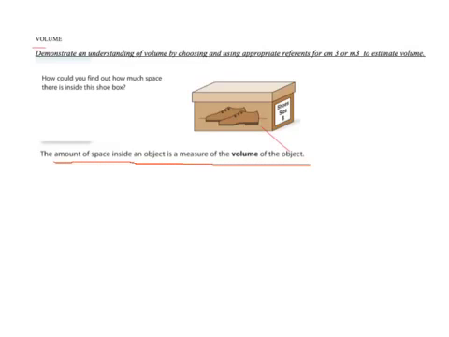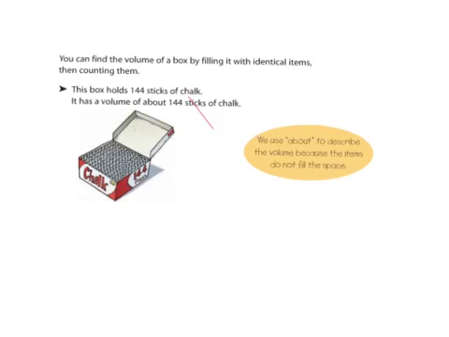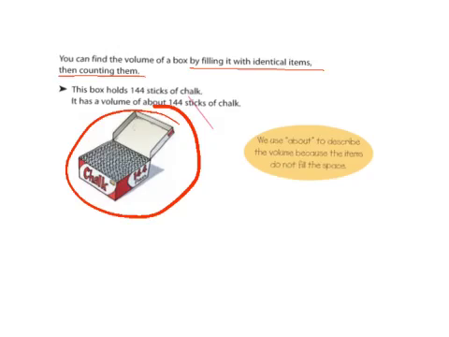Okay, so for example, how could you find out how much space there is inside this shoebox? Well, you can find the volume of a box by filling it with identical items and then counting them. That would tell you how many of that fit into that box. So for example, if we wanted to find out the volume of this box of chalk, and we filled it with chalk sticks, they're exactly the same, they're all the same kind of chalk stick, and it holds 144, then we could say the volume is about 144 chalk sticks.